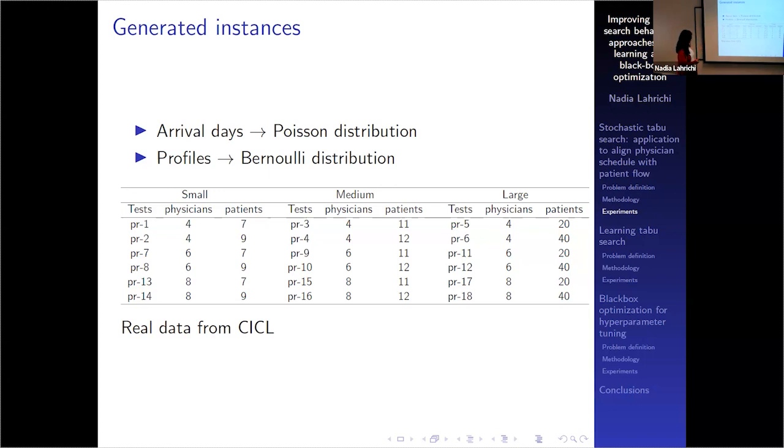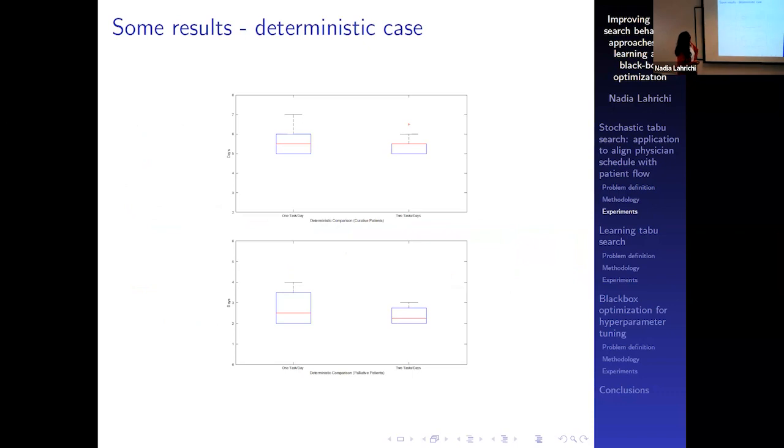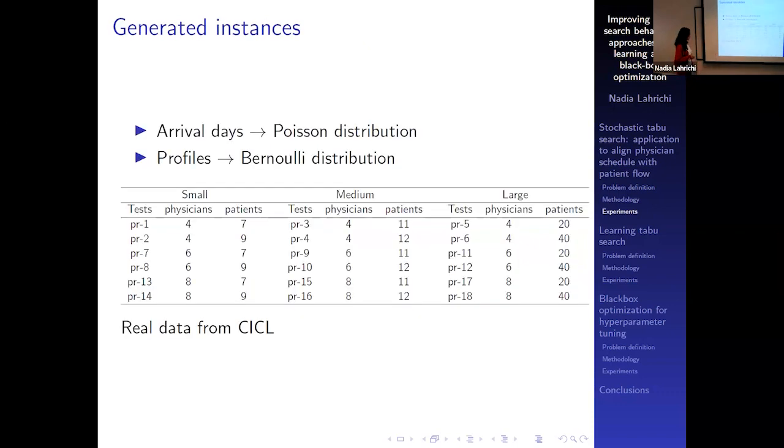And then we have the real data from the partner, but I don't think I'm showing you the results on those. So just to show you, for the partner organization, what is the average ratio between the patients and doctors?